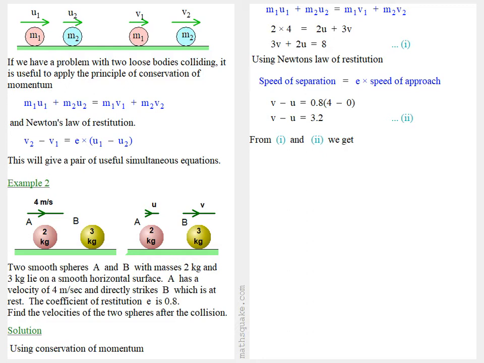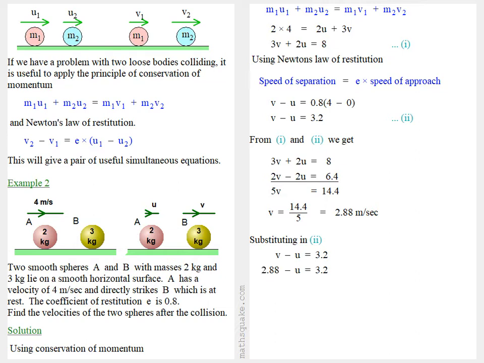So if we take equation 1 and twice equation 2, we get 3v plus 2u equals 8, and 2v minus 2u is equal to 6.4. If we add, we get 5v is equal to 14.4, so v is 14.4 divided by 5, which is 2.88 meters per second. And if we substitute into equation 2, we get v minus u equals 3.2, so 2.88 minus u is 3.2. Subtracting 2.88 from each side gives us minus u equals 0.32, which means u is equal to minus 0.32.